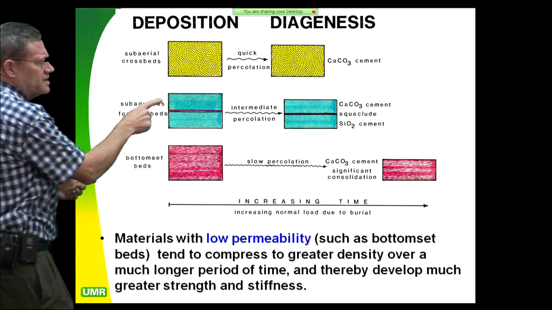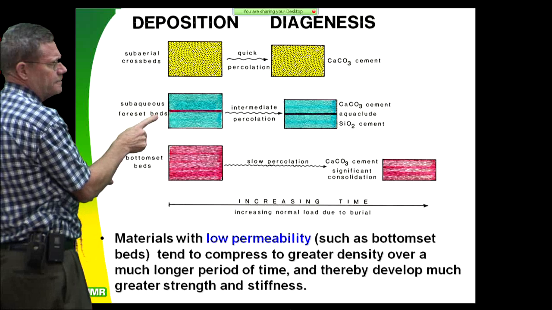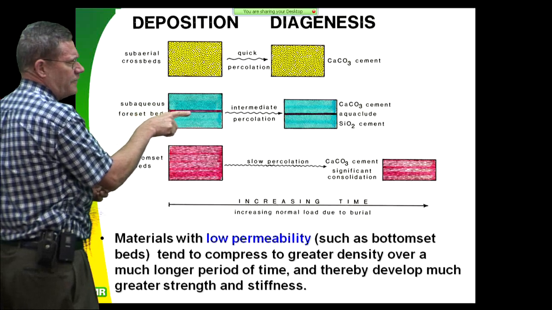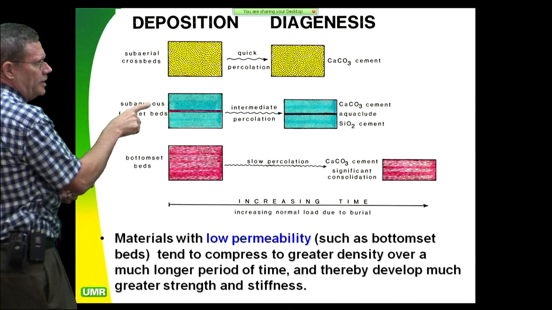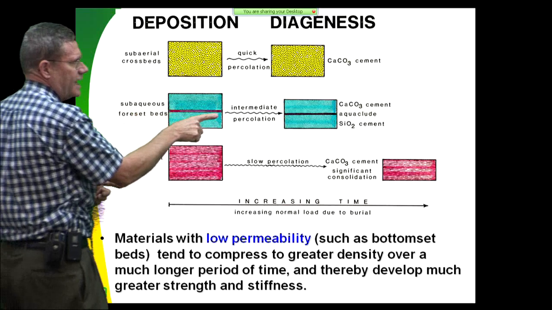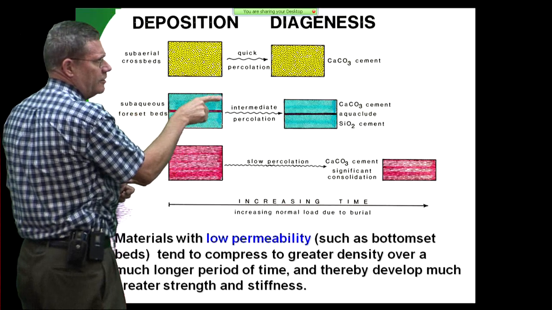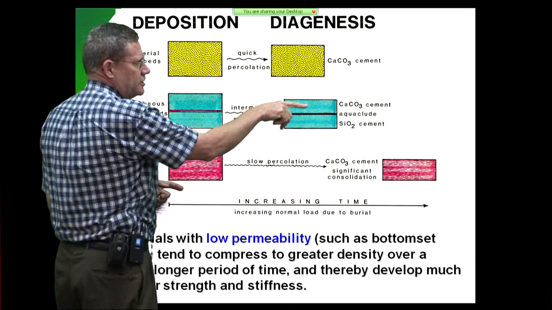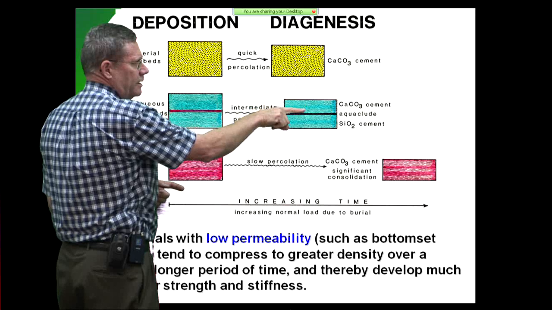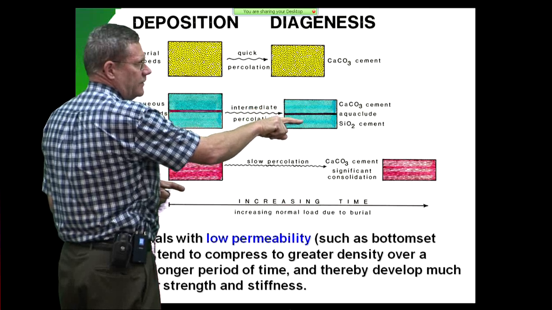Now, if you have subaqueous fore-set beds and you have a little half-inch or one-inch seam of shale in here, which is real common when you have fore-set beds coming across the top, now you're going to have intermediate percolation. It's going to take a lot longer because you have one groundwater compartment here and another entirely different compartment here.